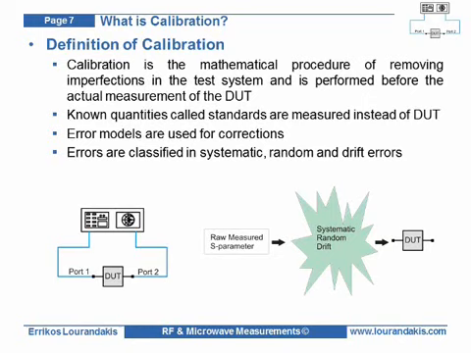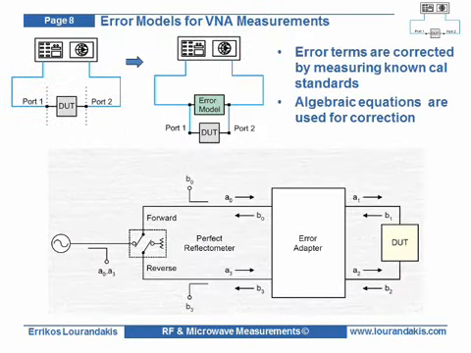Finally, drift errors are due to instrument performance variation after the calibration, for example, due to temperature drift. These errors can be removed by a new calibration. Let's proceed with a discussion of the error models associated with network analyzers.